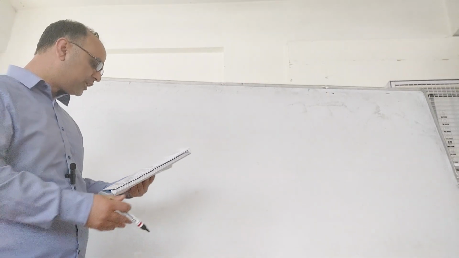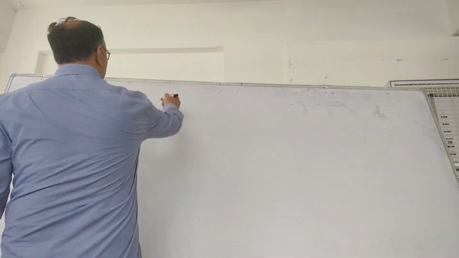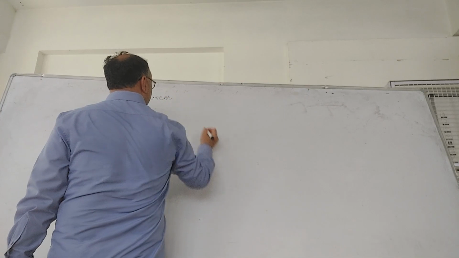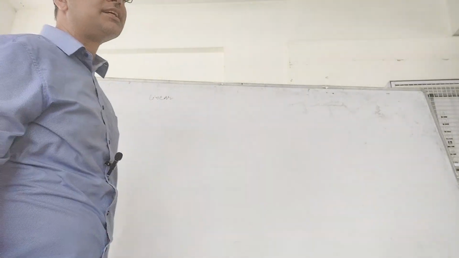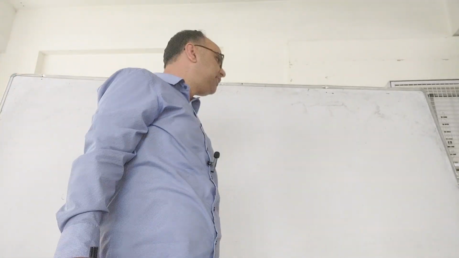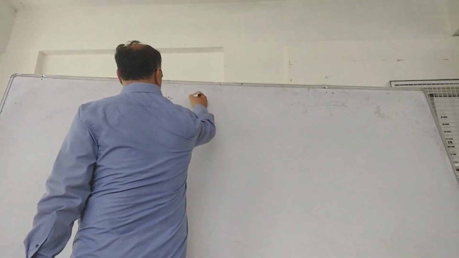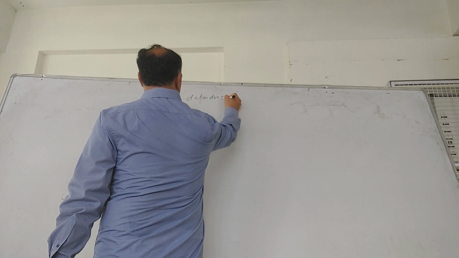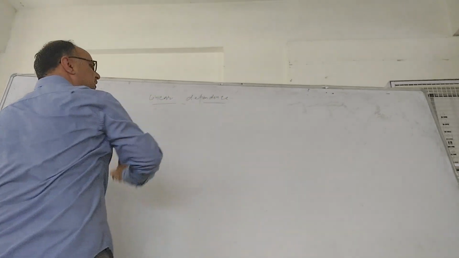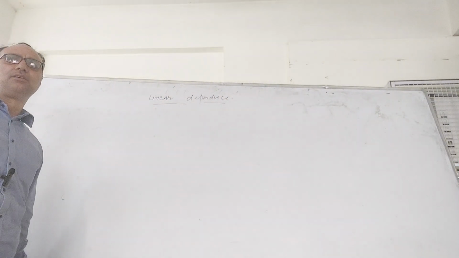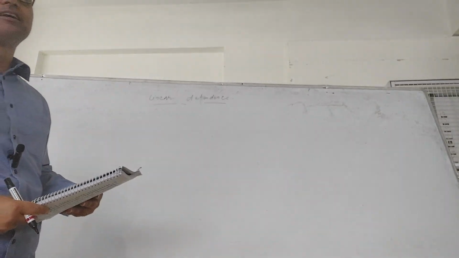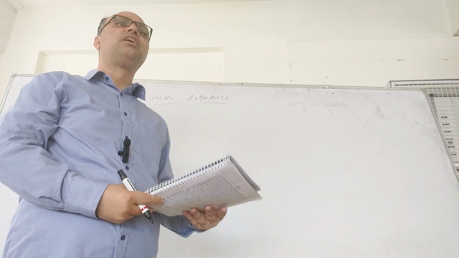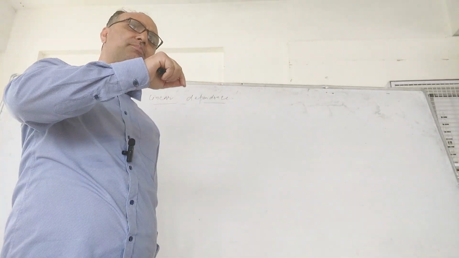In today's class we'll have some properties by which we can define something called linear dependence as well as linear independence of these vector spaces.